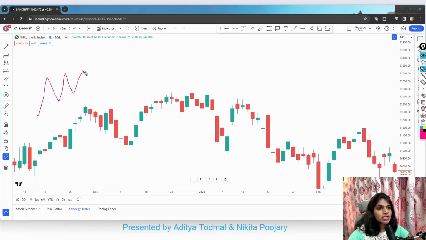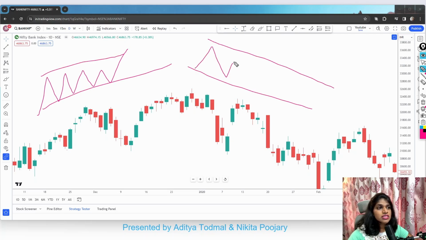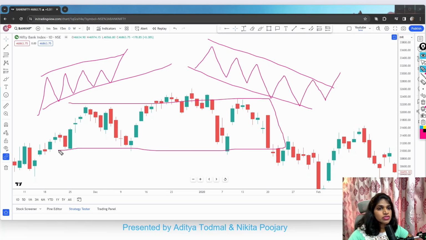One, the market is in an uptrend, where there is a series of higher highs and higher lows. The market could be in a downtrend when there is a series of lower highs and lower lows. Or the market could be in a sideways range, or range bound, or consolidation, which means similar highs and same lows.